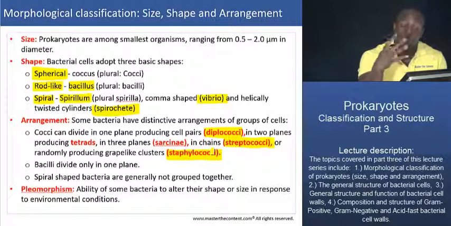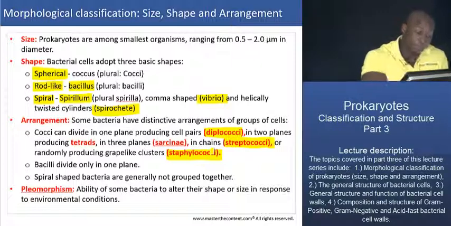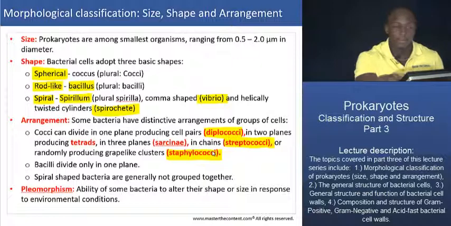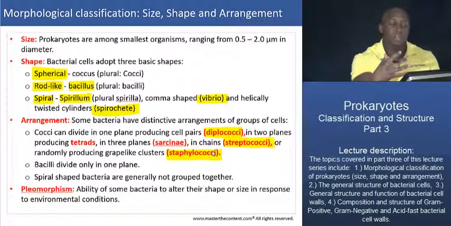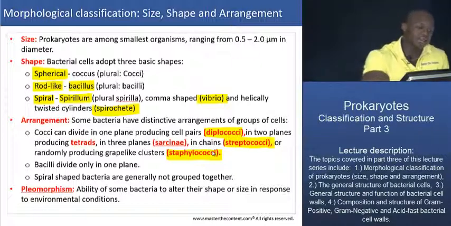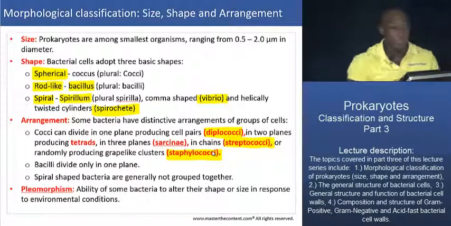Bacilli, on the other hand, rod-shaped bacteria, for the most part tend to divide in one plane. So you're not going to see those really neat, weird arrangements in rod-shaped cells or in bacilli that you'd see in spherical-shaped cells. Now, spiral-shaped bacteria generally do not aggregate. They're generally not grouped together. They tend to exist in isolation on their own, and for that reason, that's something we're not even going to go into.